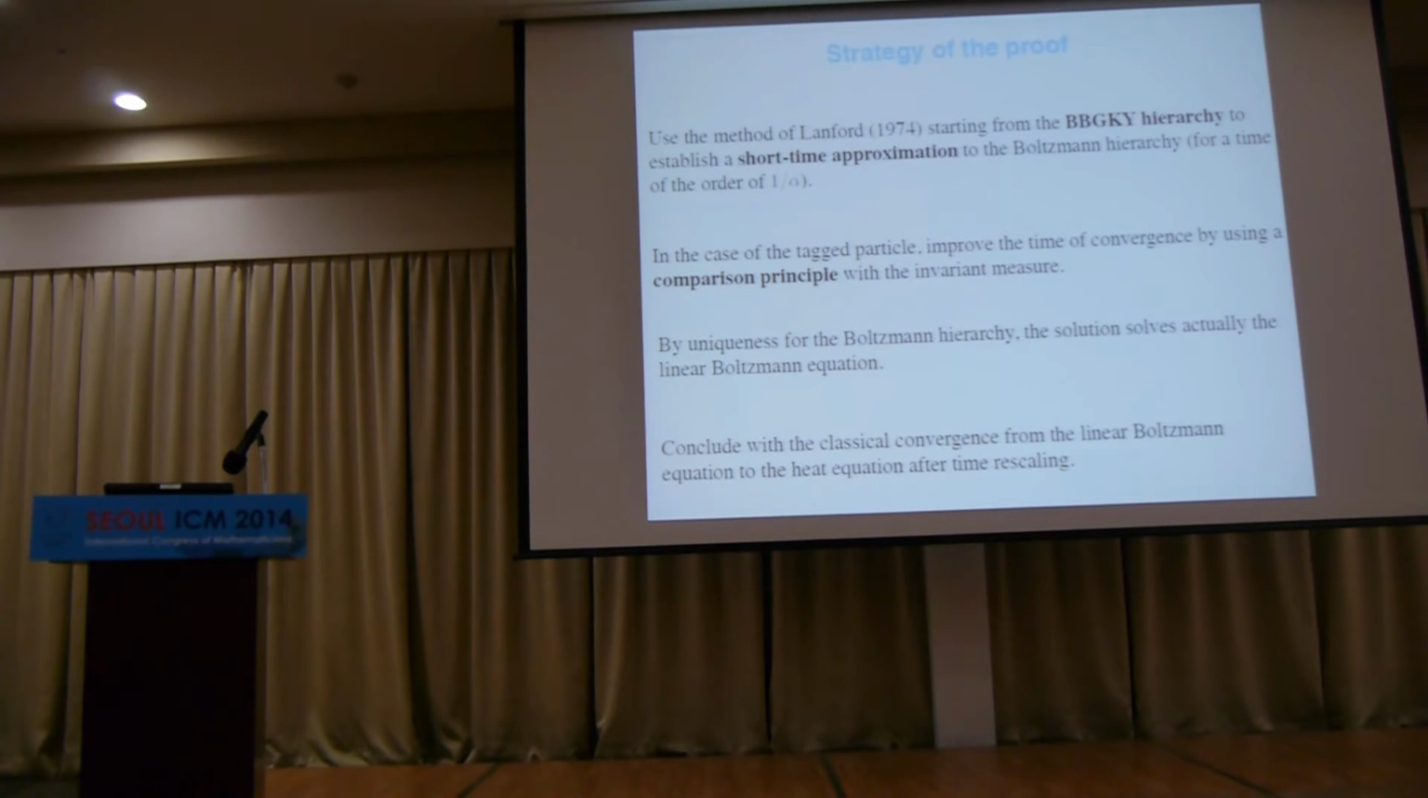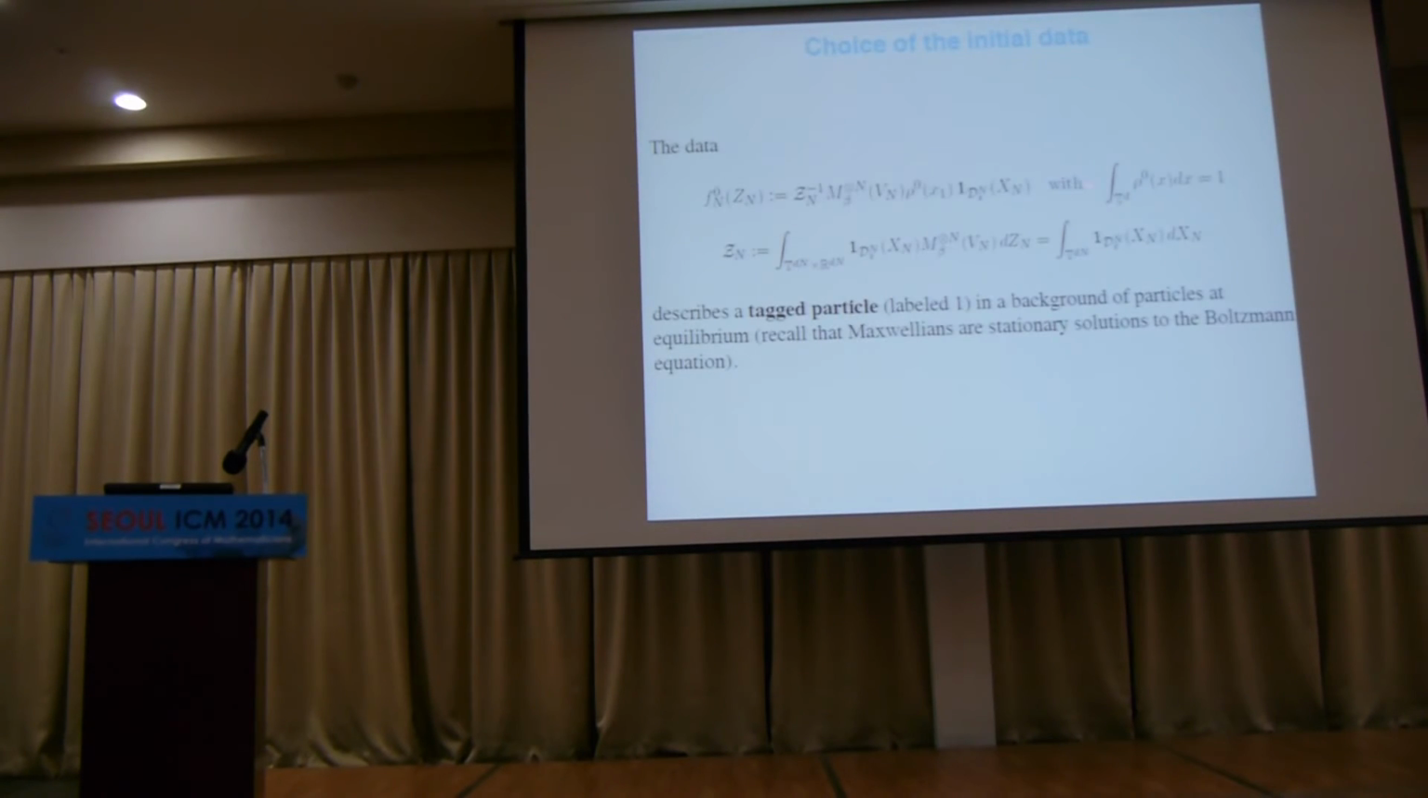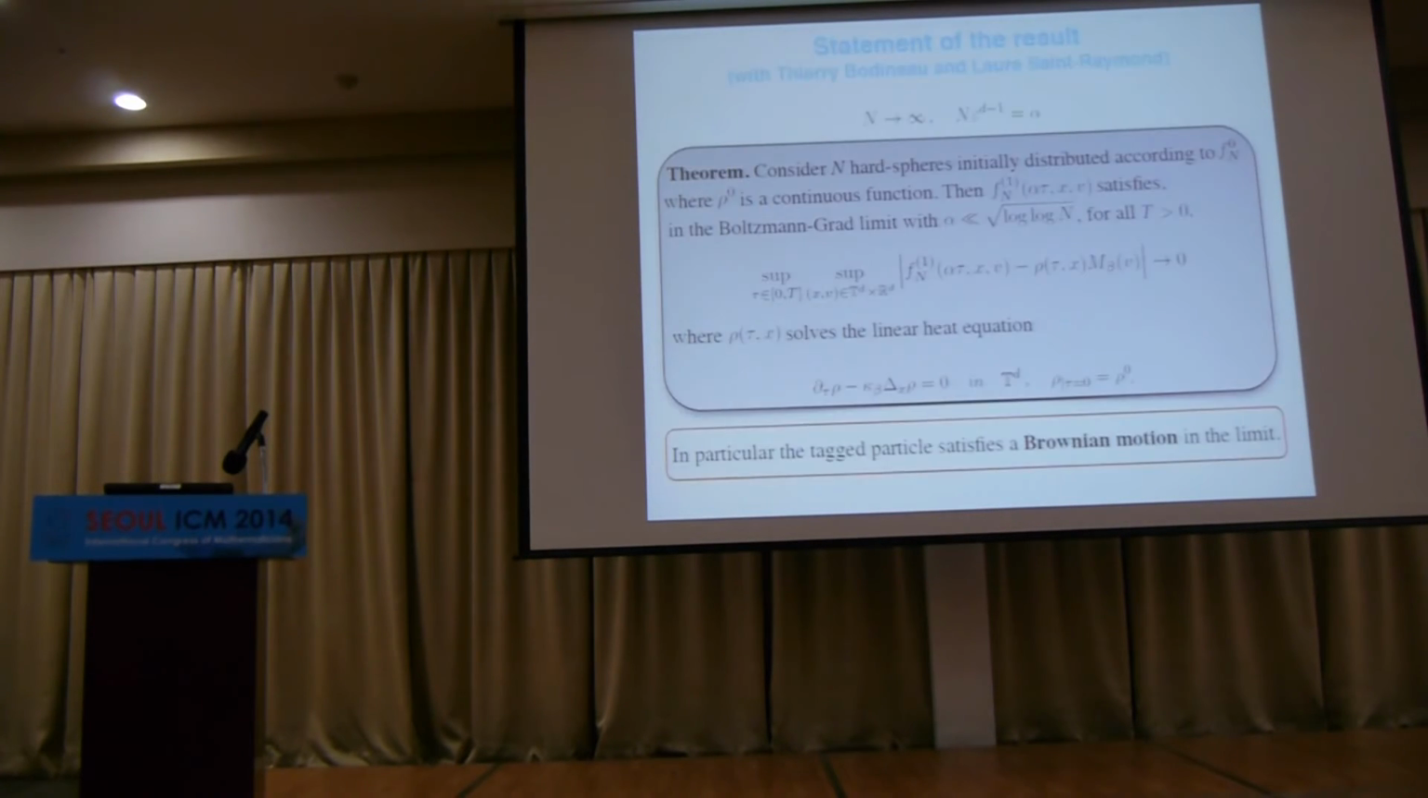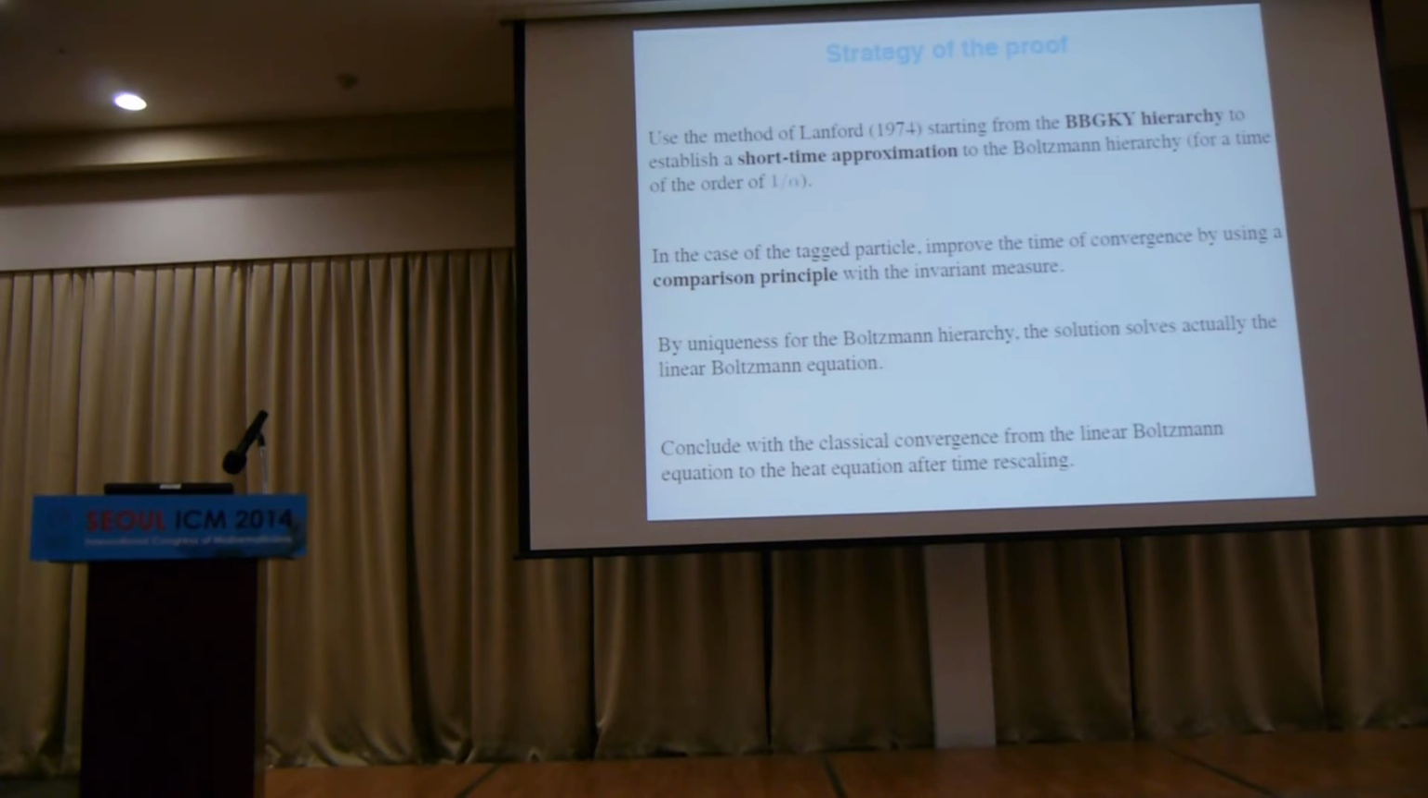So what we're going to try to do is, in the case of the tagged particle, where the initial data is n Gaussians, one particular density, prove that in that case the time of convergence is not only 1 over alpha, not only 1, but can actually be infinite with alpha, which means you'll be able to rescale. And to do that, we're going to use the comparison principle with the invariant measure, which is exactly the n Gaussians. So it's sort of a maximum principle.